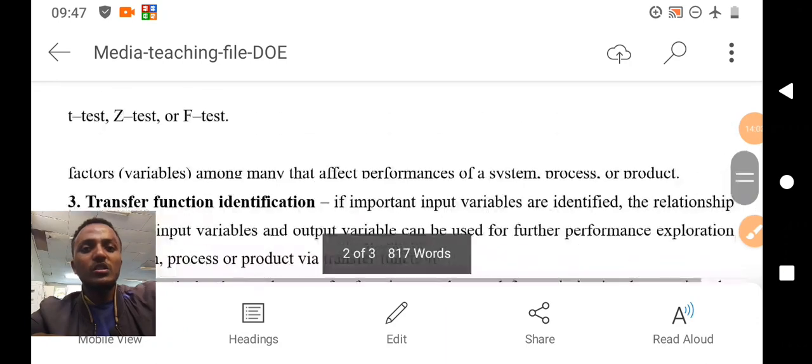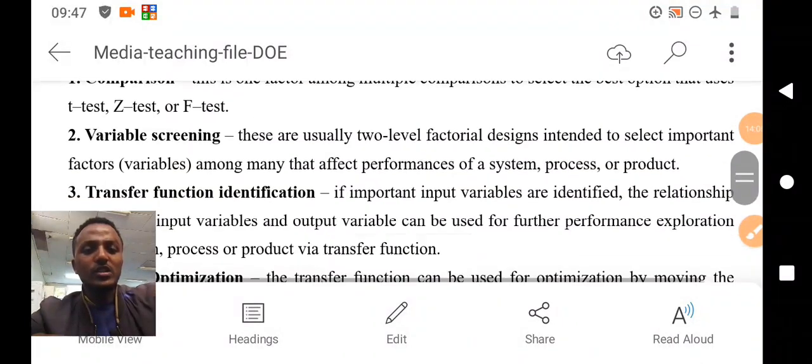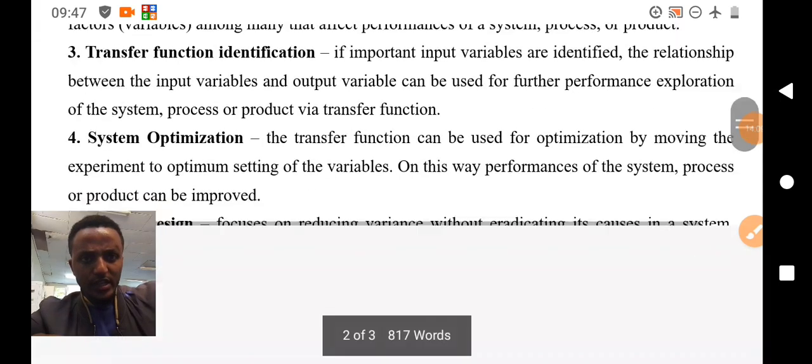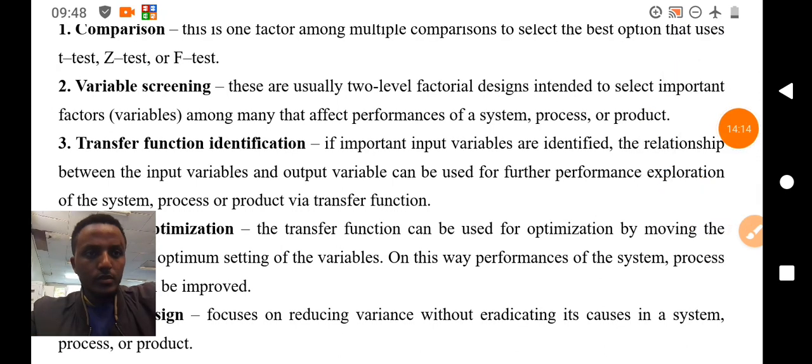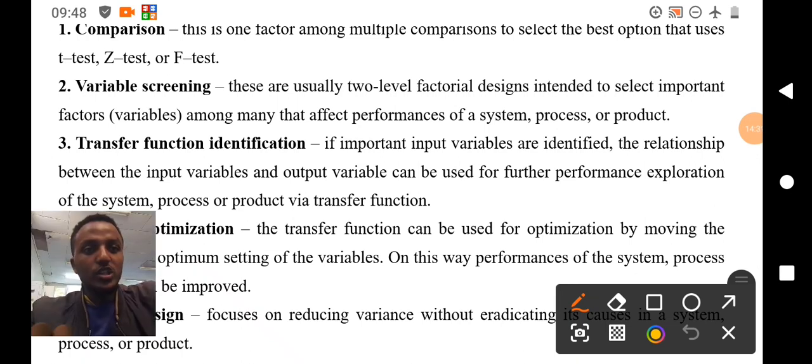So if you see what each design type says, for example, a comparison type design in experiment is this: it uses one factor among multiple comparisons to select the best option. It also uses T tests, Z tests, such kinds of tests. By using such tests, it selects the best option, one factor among multiple. It's comparison, right? By using Z test, F test, and T test like that, right?